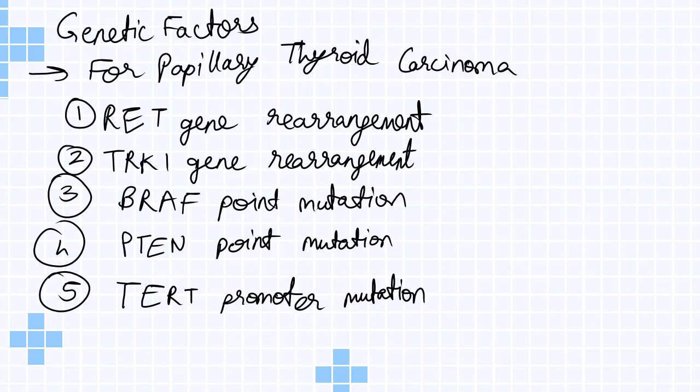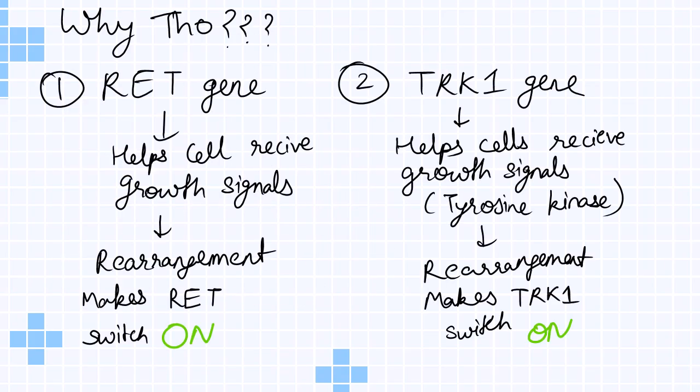Let's now discuss the important genetic factors seen in papillary thyroid carcinoma. This includes RET gene rearrangement, TRK1 gene rearrangement, BRAF point mutation, PTEN mutation, and TERT promoter mutation. Let's understand why these mutations are important. Normally, the RET gene helps cells receive growth signals. When RET undergoes rearrangement, the RET switch remains permanently turned on. As a result, the cell continuously receives growth signals and keeps dividing.